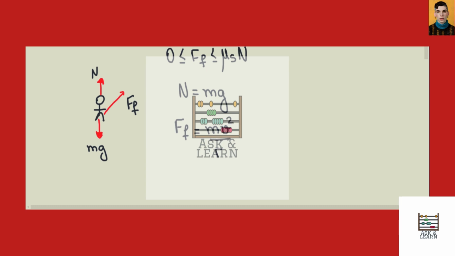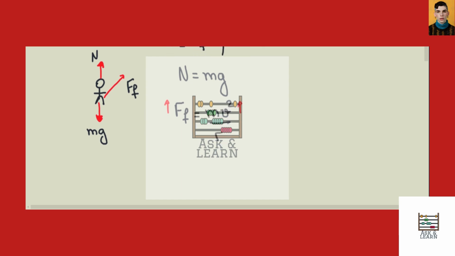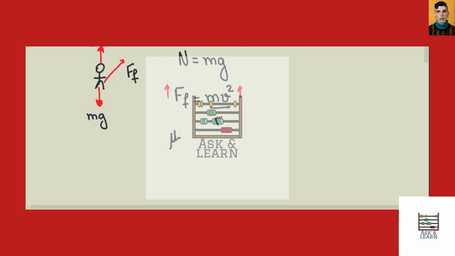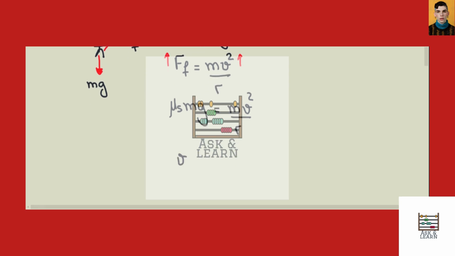Now, if we want to find the maximum value of v, then we should use the maximum value of the friction force. And the maximum value of the friction force is μs times mg. So I have μs mg is equal to mv squared over r. So v is the square root of μs times g times r.